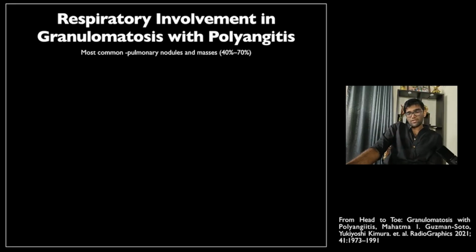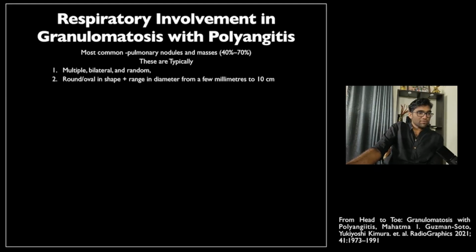The most common respiratory involvement is actually the presence of pulmonary nodules and masses, which is present in up to 70% of cases. These are typically multiple, bilateral, and randomly distributed. Again, the randomness is because it is ANCA vasculitis. They are round to oval in shape and range in diameter from a few millimeters to 10 centimeters. Once the lesions are larger than 2 centimeters, around 1/4 of those lesions undergo secondary degeneration, resulting in cavitation.